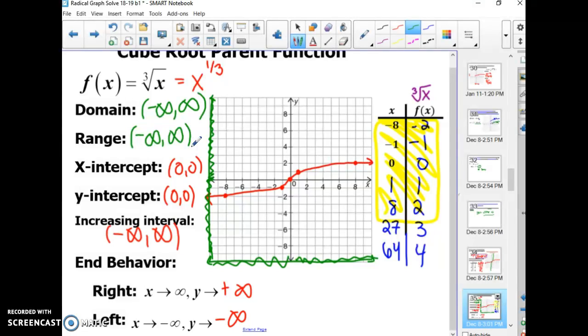So here's the thing with that. That means all reals, right? Negative infinity to positive infinity means all reals, and that's one way to write all reals. I'll give you guys 15 seconds.